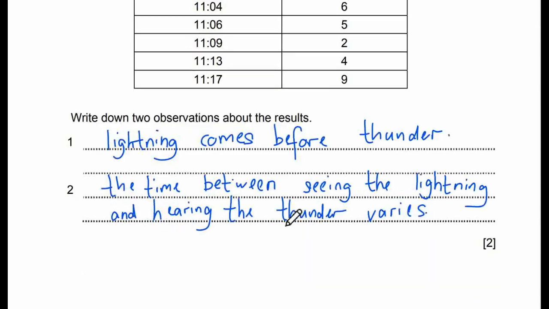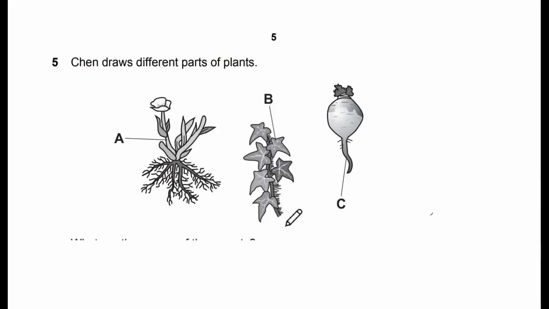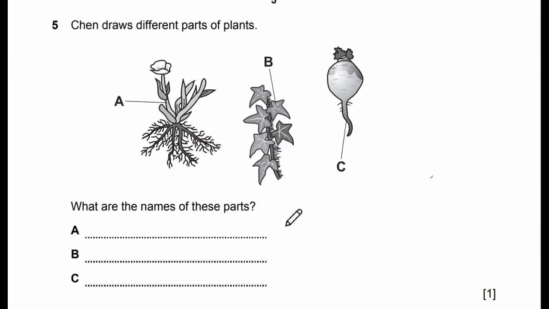Okay, let's go to the 5th question. Number 5. Chan draws different parts of plants. What are the names of these parts? So for A, it's clear that it's a stem. For B, it's the leaf. For C, it's clear that it's roots. Root. Next number.